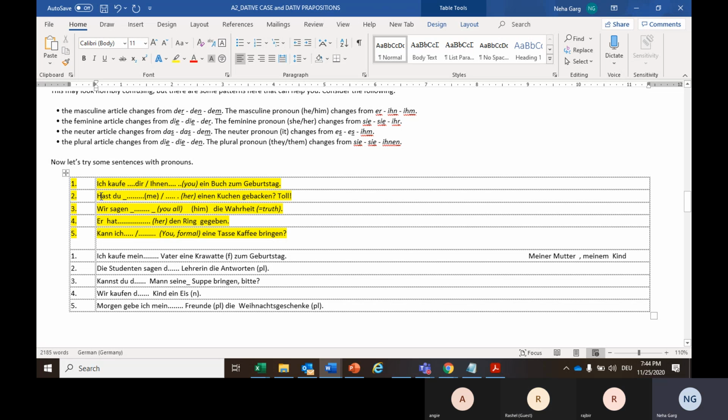Second sentence. Hast du mir einen Kuchen gebacken? Very nice. And in this sentence, for her, what should we write? Ihr, with small i. So, hast du mir einen Kuchen gebacken? Have you baked a cake for me? Or hast du ihr einen Kuchen gebacken? Have you baked a cake for her? Einen Kuchen, der Kuchen, so that is why einen.